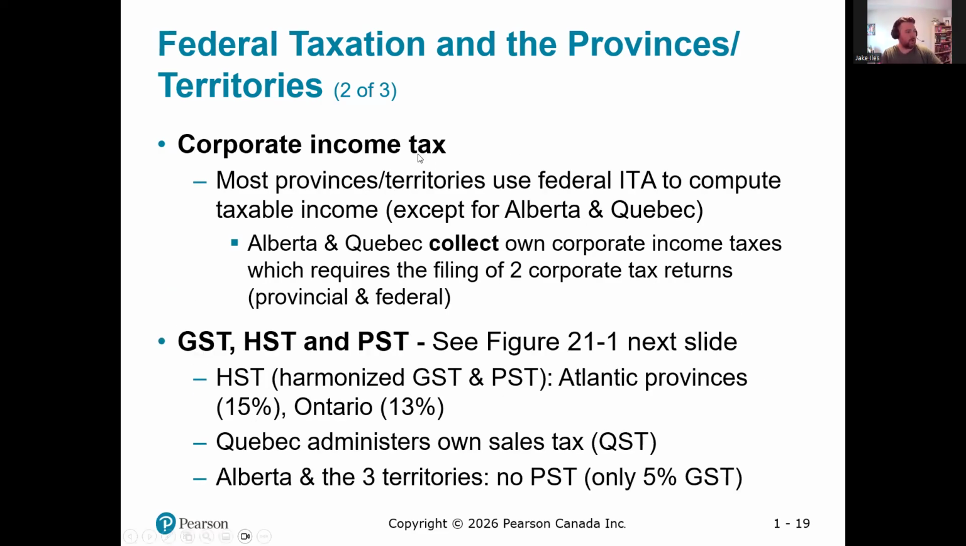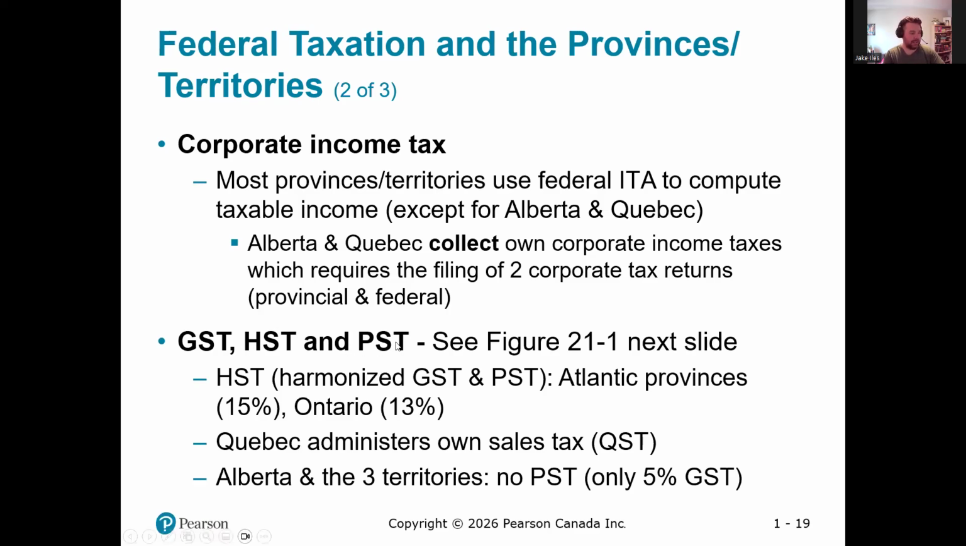So we have corporate income taxes. Most provinces and territories use federal income tax to compute the taxable income. Alberta and Quebec collect their own corporate income taxes. So a corporation in Alberta may have to file a T2 with the federal government and also file another corporate tax return with the province.